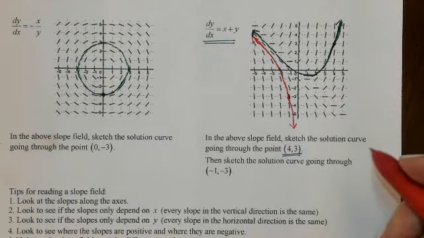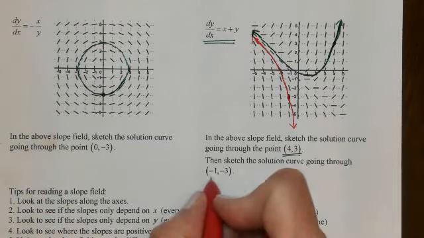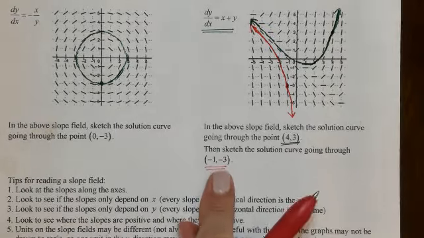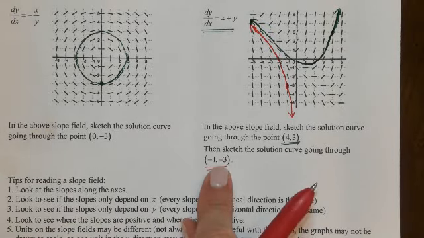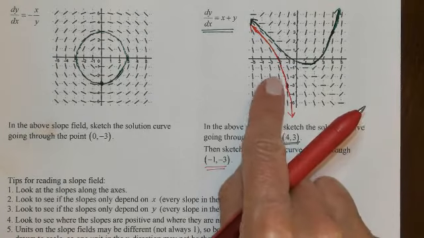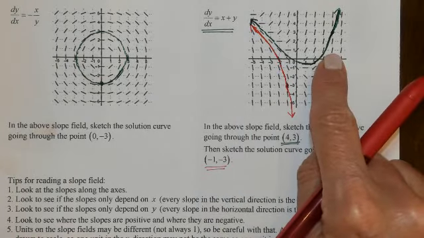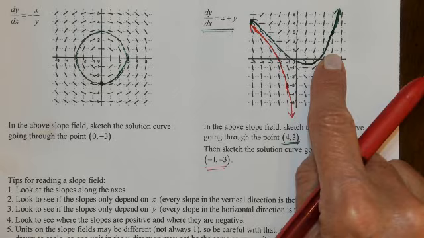Okay, so that looks like the solution curve that goes through our initial point. That solution looks very different from this solution, doesn't it? It sure does. Okay.